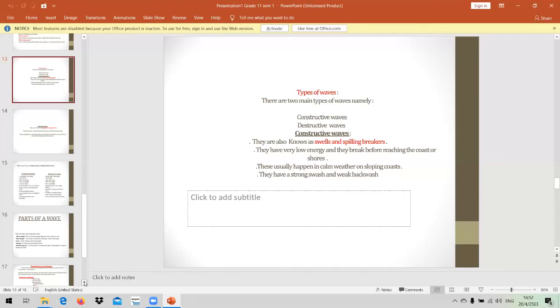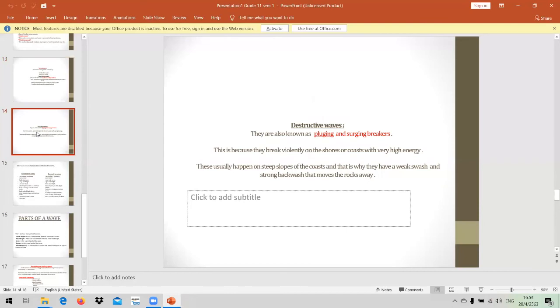They also have strong swash. Swash is movement, it goes ahead, and backwash weakens as it goes back. So they have strong swash and then weak backwash. Destructive is the opposite of the other. Whatever we have seen for constructive waves is exactly what we are looking at for destructive, but in an opposite way.